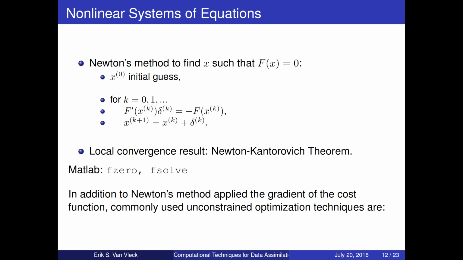solving nonlinear systems is Newton's method, which is a zero finding algorithm. It requires an initial guess x naught, and then we solve a sequence of linear problems. So f prime of xk will be a matrix, delta k will be an unknown vector, and minus f of xk will be the right-hand side. Then we update and repeat until hopefully we converge. There's a local convergence result for Newton's method, the Newton-Kantorovich theorem, and the MATLAB commands are fzero and fsolve and other related commands.